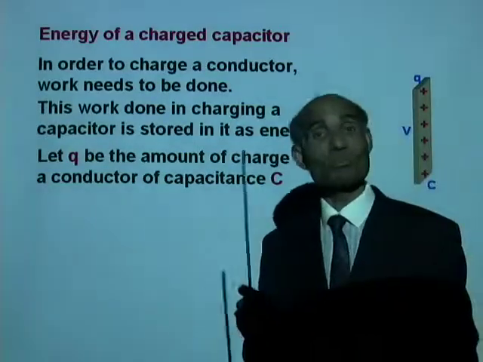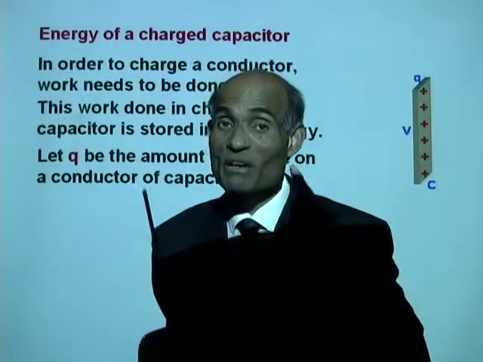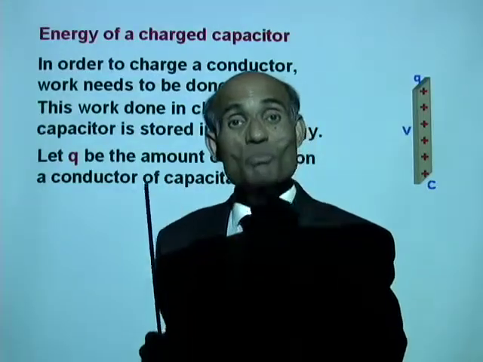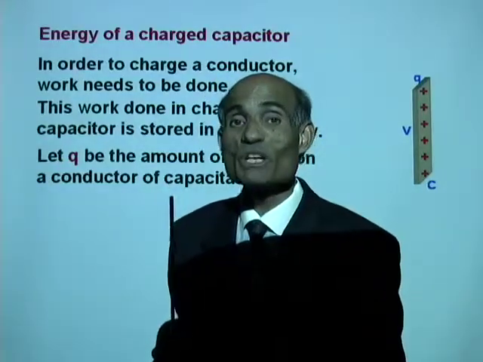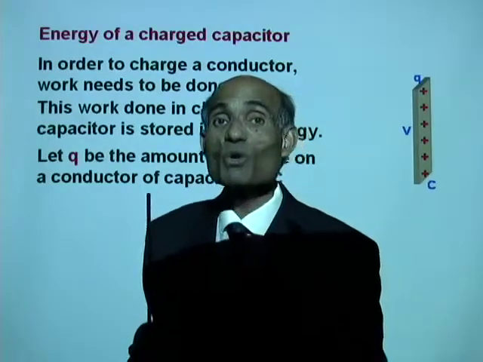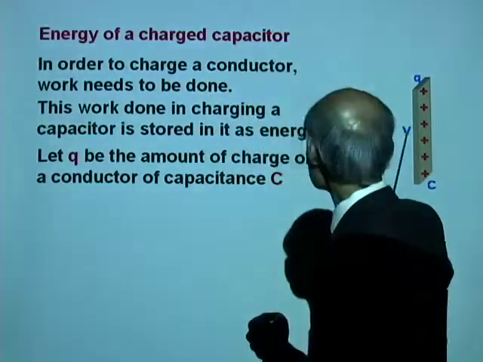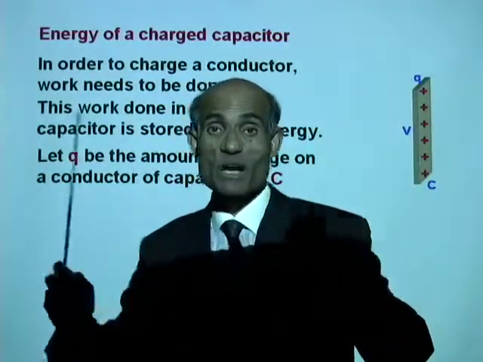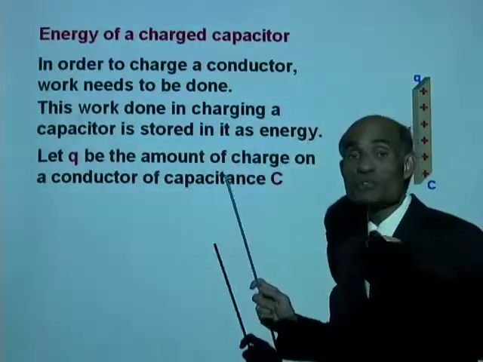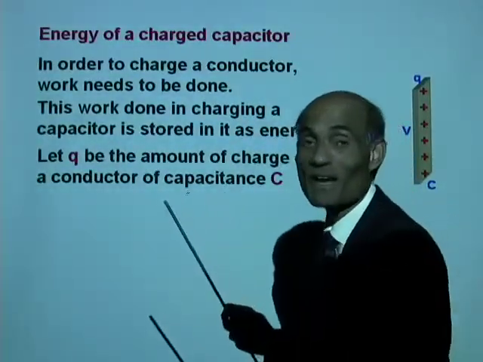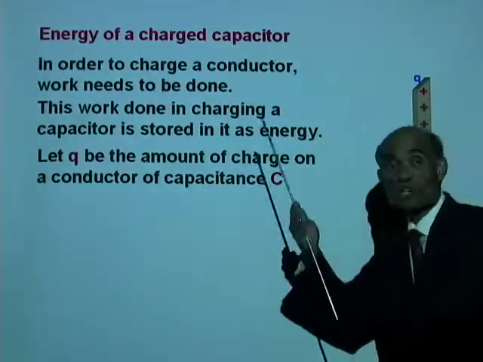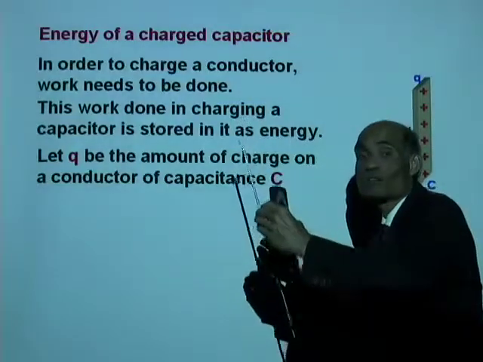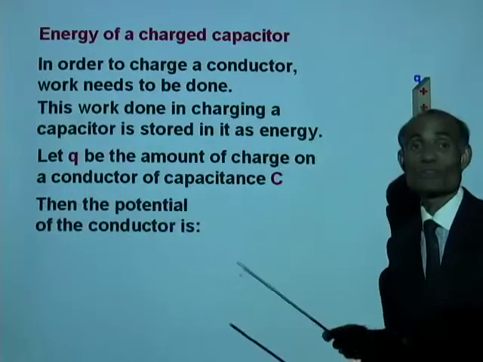Now, what is the definition of potential? Potential is defined in terms of work done, isn't it? Potential is joules per coulomb. How much work needs to be done to move 1 coulomb of charge? If potential is V, it means if you want to move 1 coulomb of charge and put it here, you need to do V joules of work. That is the meaning. So, as the potential of the conductor increases, the work you need to do to bring more charges to the capacitor also increases.